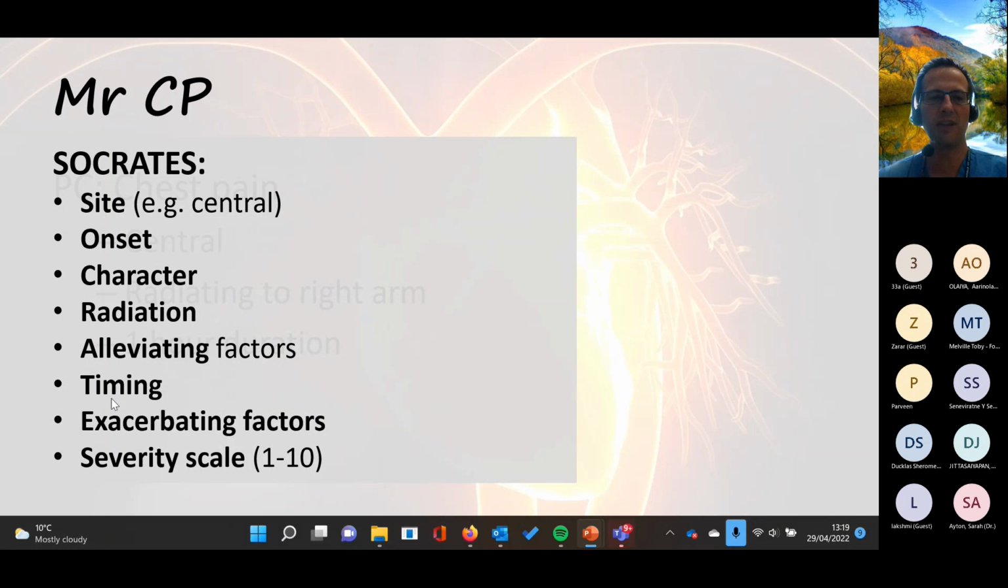And the timing of the pain, the duration of it, we've talked about how useful that is. If it's less than 15 minutes, it could be, if they're having multiple episodes, that could be unstable angina. Herald symptoms are common.